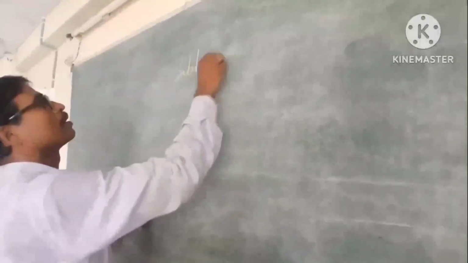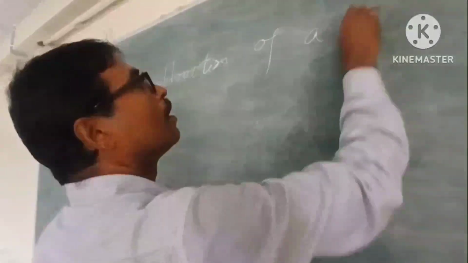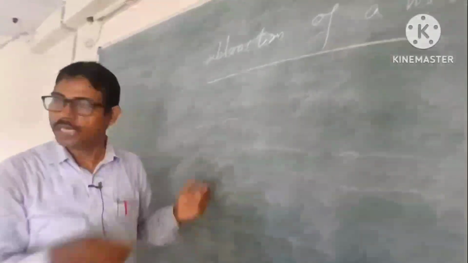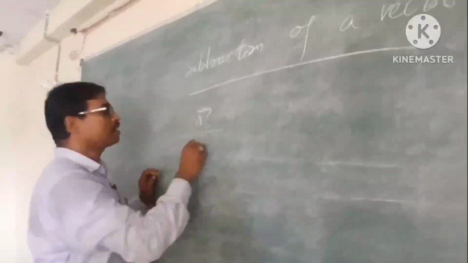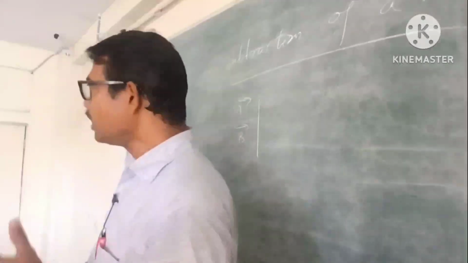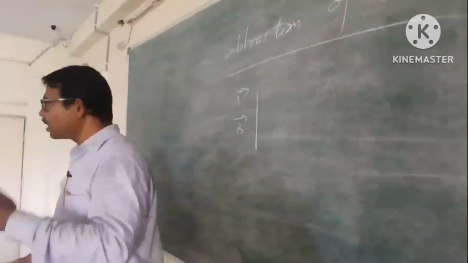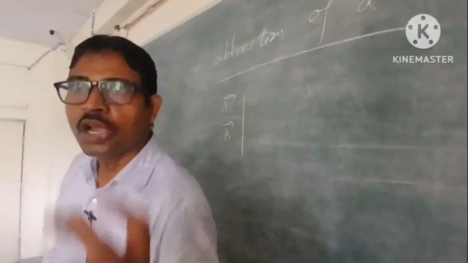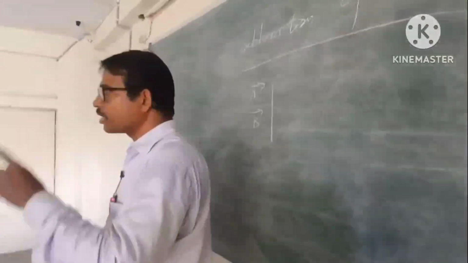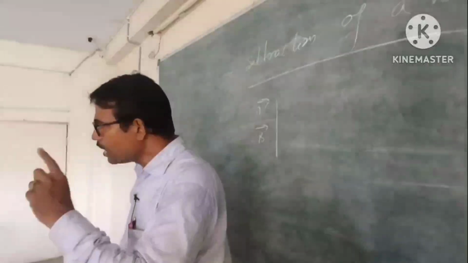Subtraction of a vector. Suppose there are two vectors, same thing, vector A and another vector B, but both are collinear vectors. Collinear vectors are of two types: one is like vectors, another is unlike vectors. Like vectors are known as parallel vectors, unlike vectors are known as antiparallel vectors. In case of parallel vectors, the angle is 0 degrees; in case of antiparallel vectors, the angle is 180 degrees.